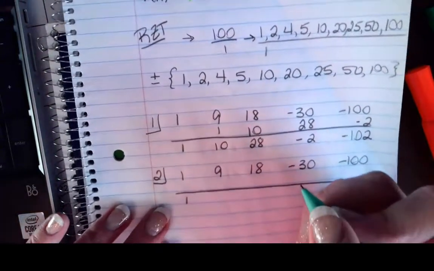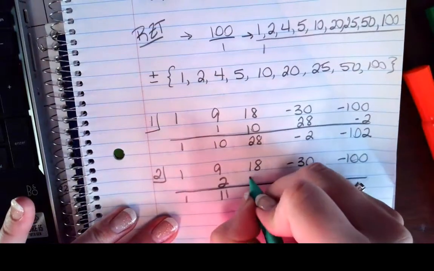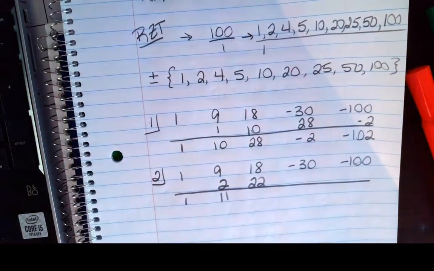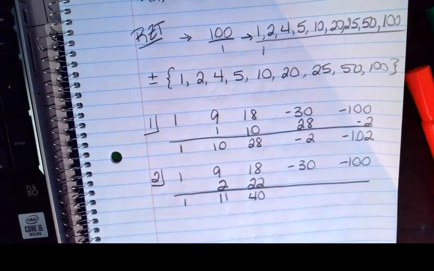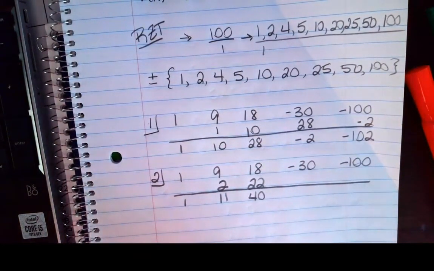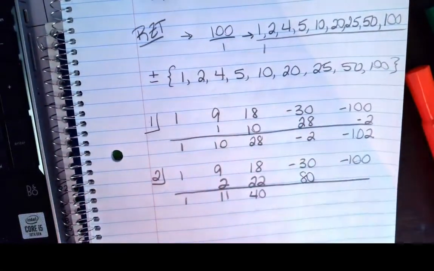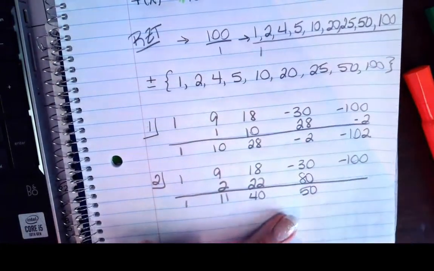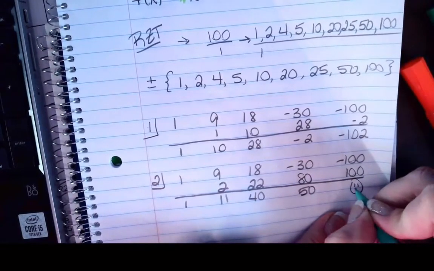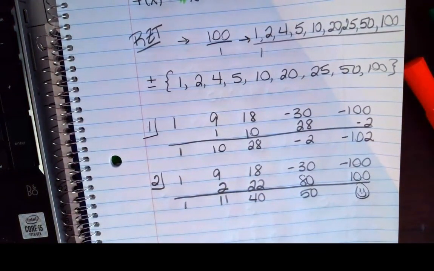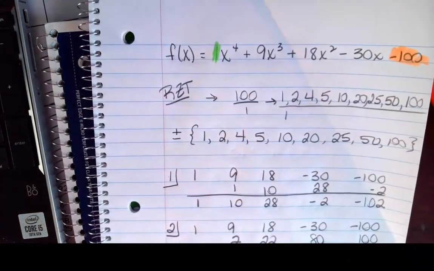So here's a 1. 2 times 1 is 2. That gives me 11. 2 times 11 is 22. That gives me 40. I know how to add. All right, so I'm sorry. 2 times 40 is 80. 80 minus 30 is 50. Oh my goodness. 2 times 50 is 100. That gives me a 0. So out of the 4 that I'm looking for, I just found one of them. There's 3 more out there.